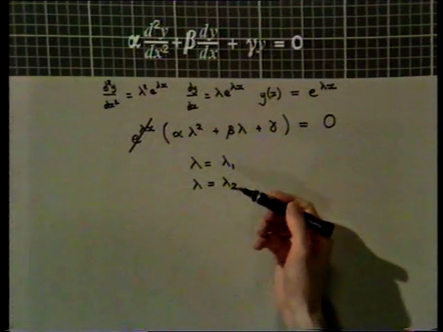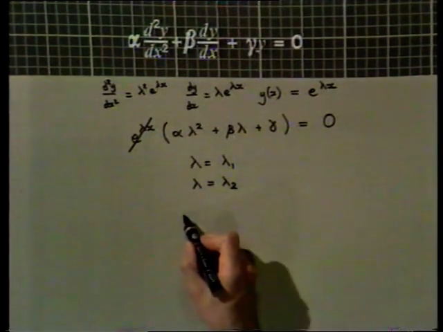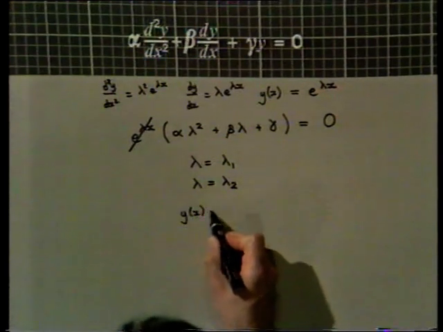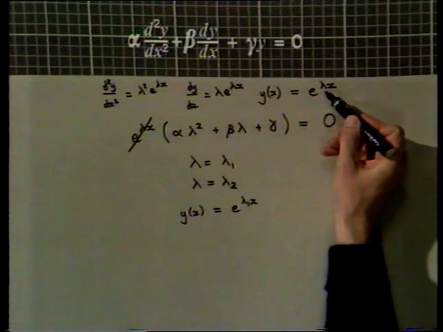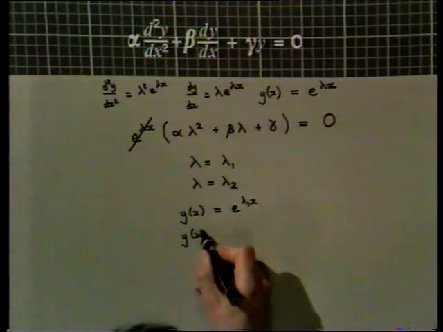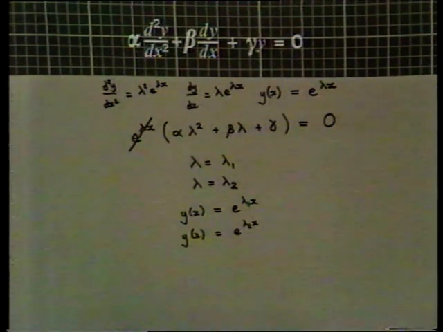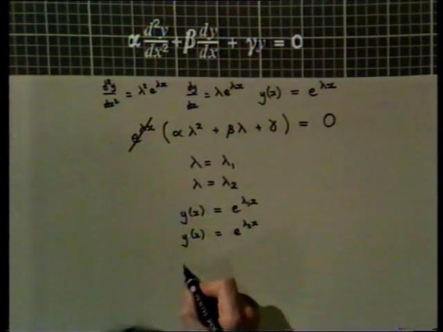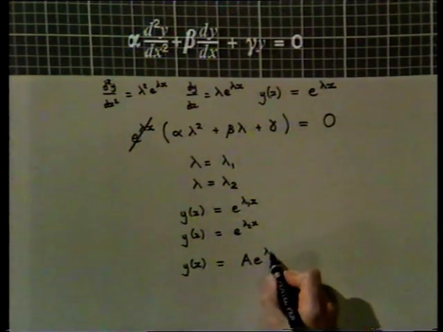And that means that I've now got two solutions to my differential equation. I've got y of x is e to the lambda 1 x, that's putting lambda 1 into my trial solution. Or I can put lambda 2 in, and both those functions satisfy the differential equation. But they're not the only functions that satisfy that equation. In fact, any linear combination of them is also a solution.